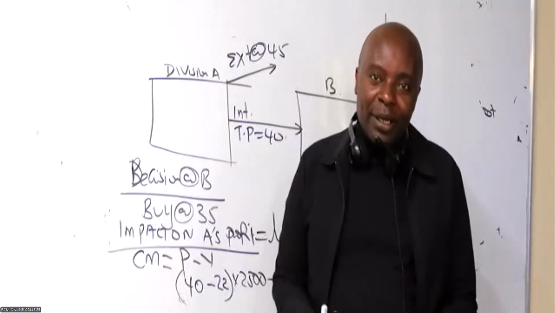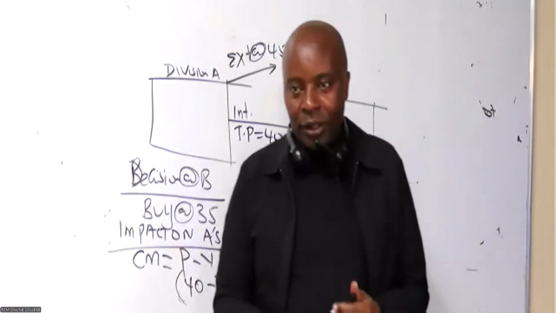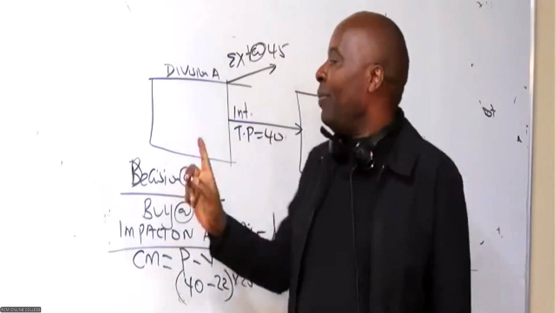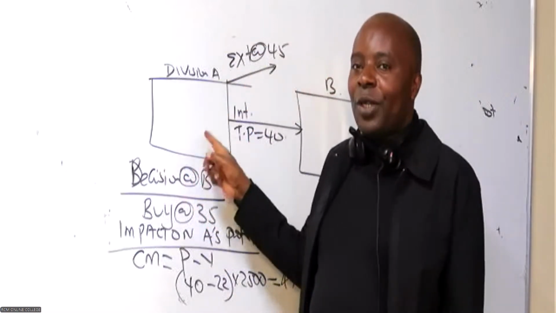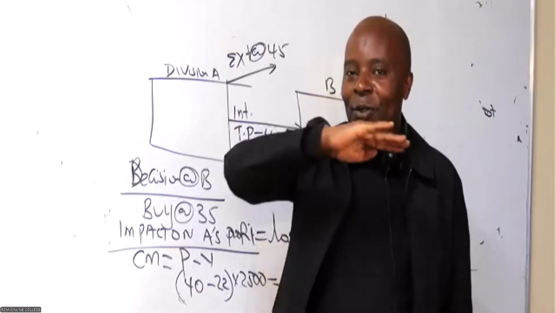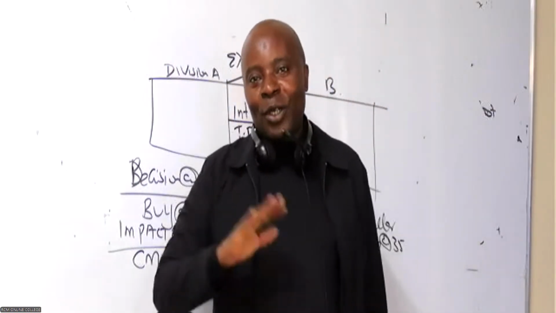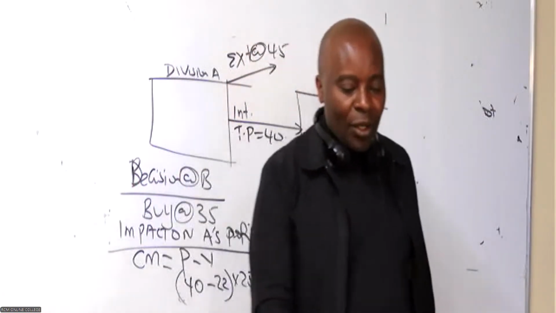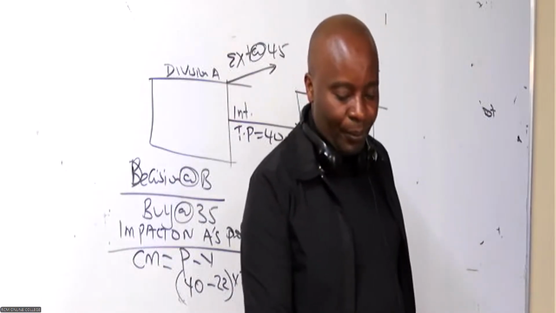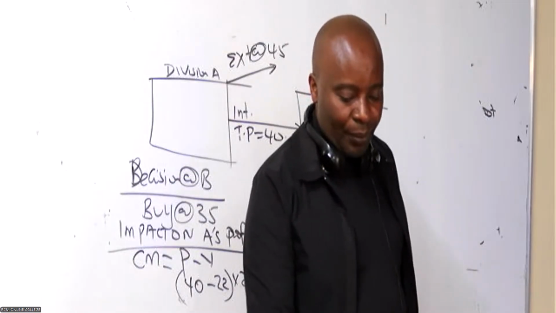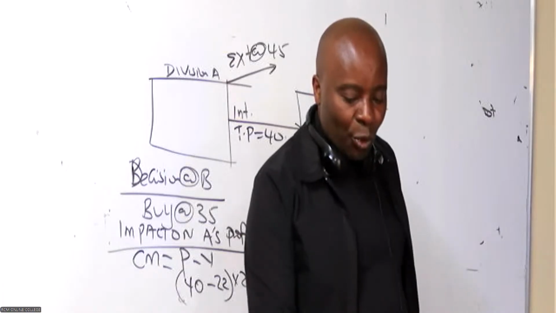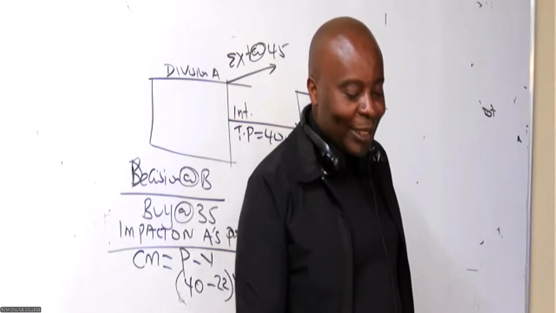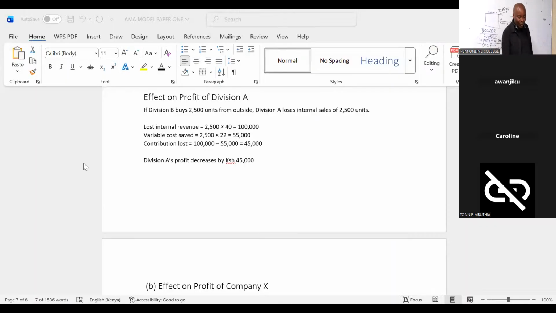And remember, this examiner is very categorical that there is no way A will be able to push these units to the external market. The external market is already saturated. That's what we are told. So we shall lose. Somebody is saying no impact, but there shall be an impact. So in this case, division A's profit is decreased by this 45,000.